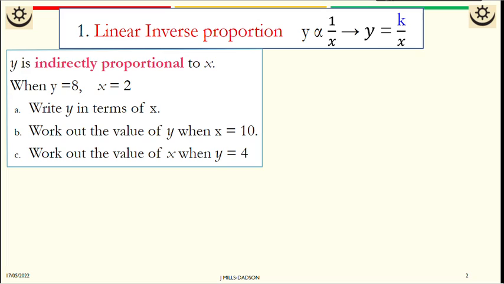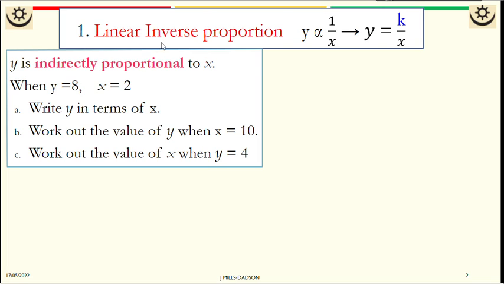y is indirectly proportional to x. When y equals 8, x equals 2. a) Write y in terms of x. b) Work out the value of y when x equals 10. And c) work out the value of x when y equals 4.